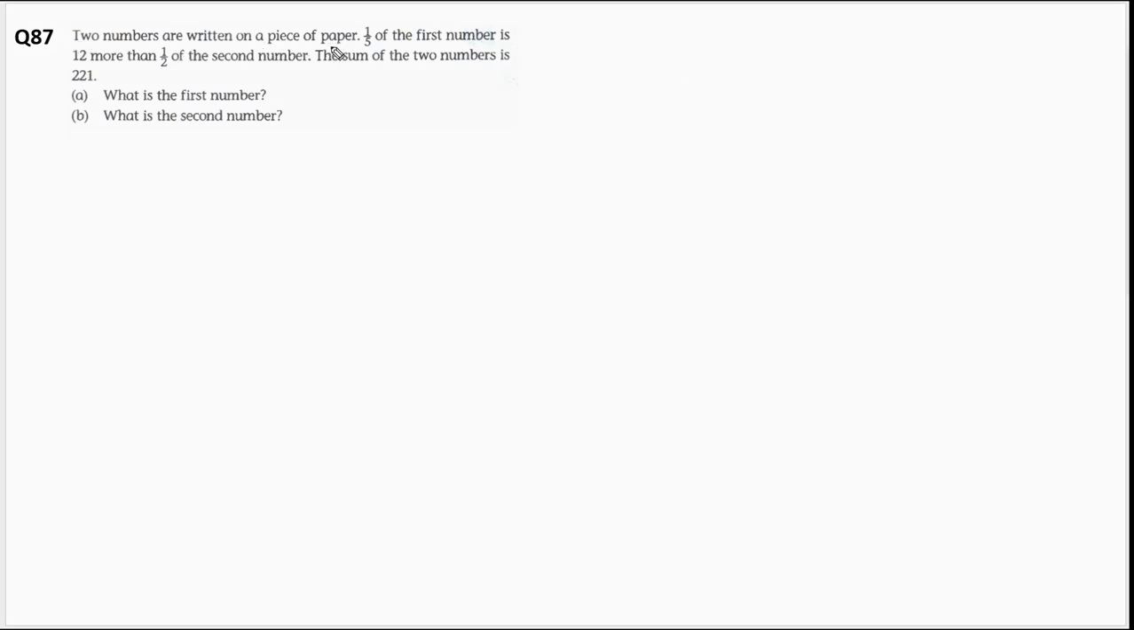Two numbers are written on a piece of paper. 1/5 of the first number is 12 more than 1/2 of the second number. The sum of the two numbers is 221. And we're asked, what's the first number?